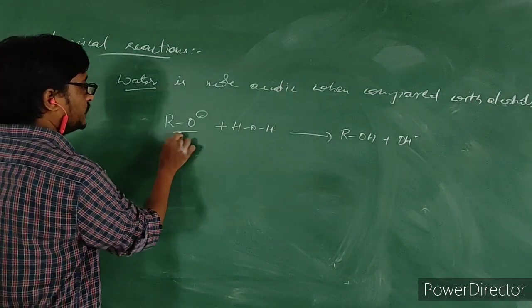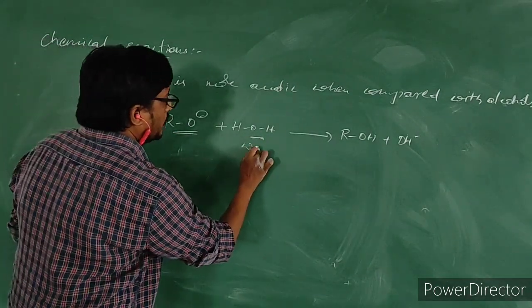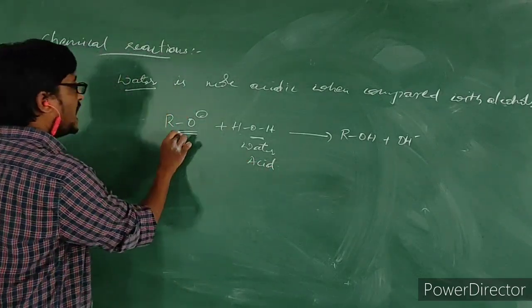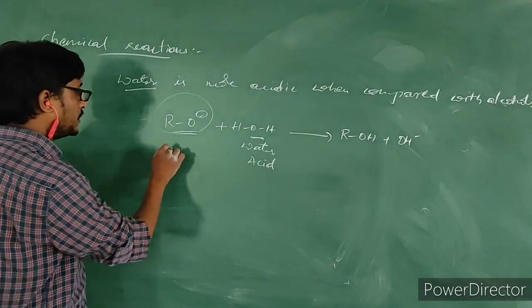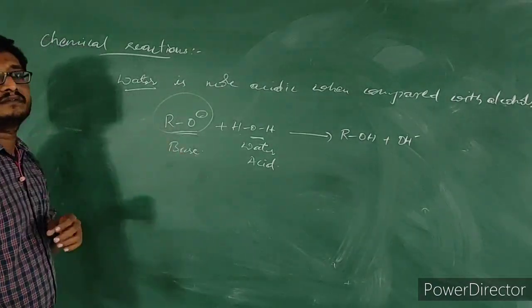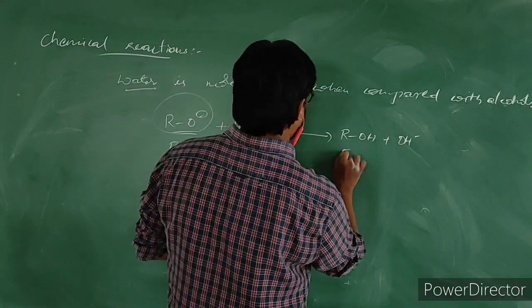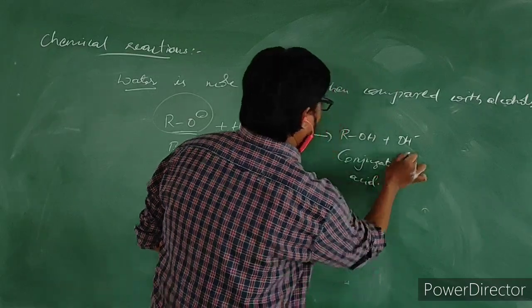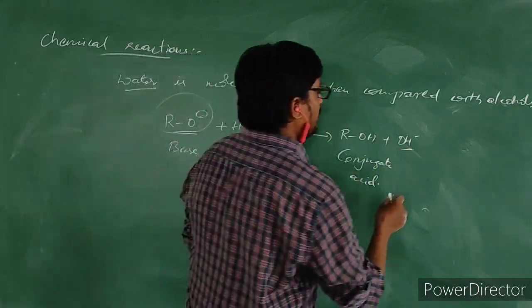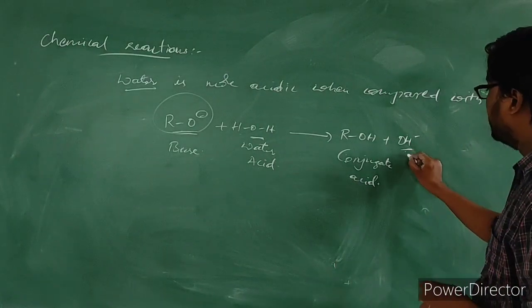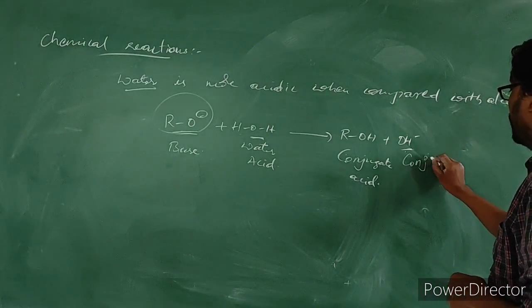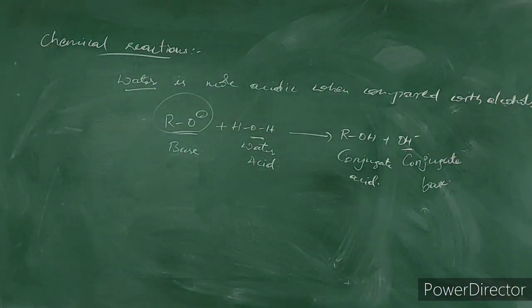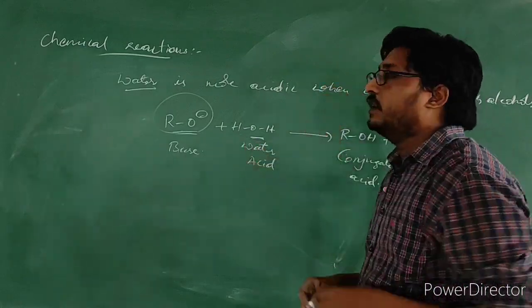Here if you see, water is donating H plus ion. It is acting as an acid. Since the alkoxide ion is taking up that H plus ion, it will act as a base. Then this will be its conjugate acid. OH minus is the conjugate base of water. Water is acting as an acid, then this will be its conjugate base.